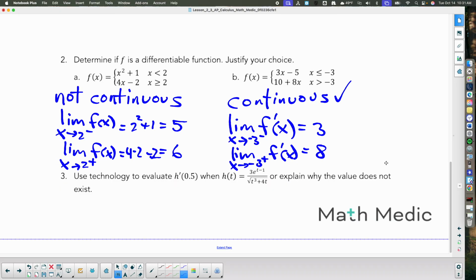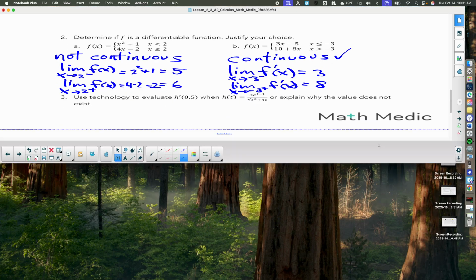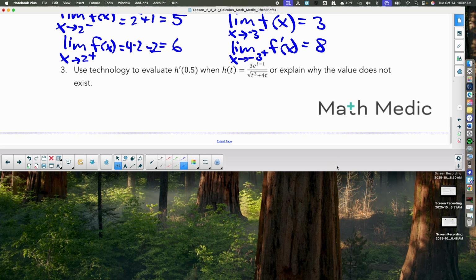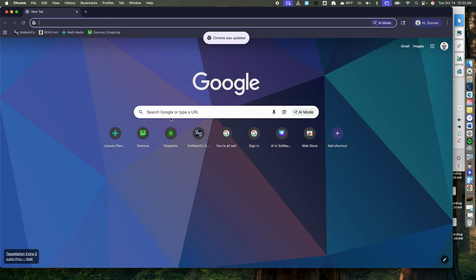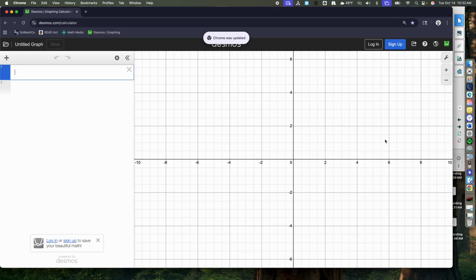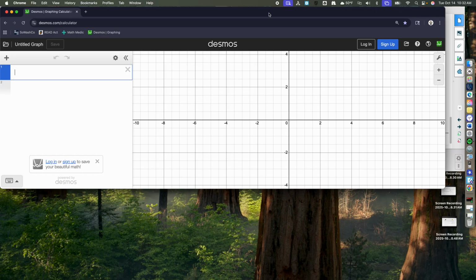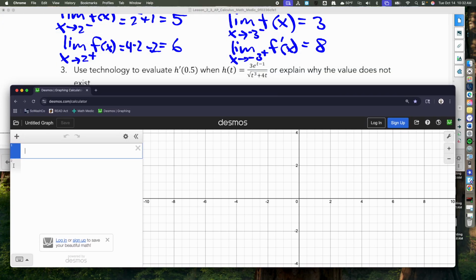Okay, so I need to scroll. That didn't work very well at all. There we go. And I'll do it along with you if you're not even sure how to do it. There we go.